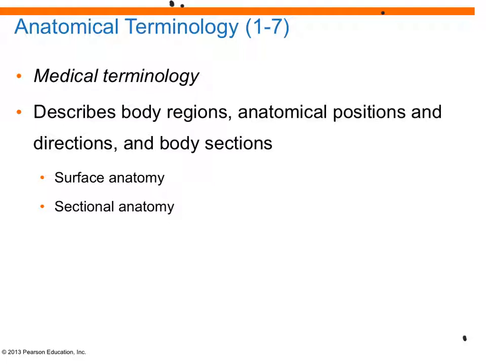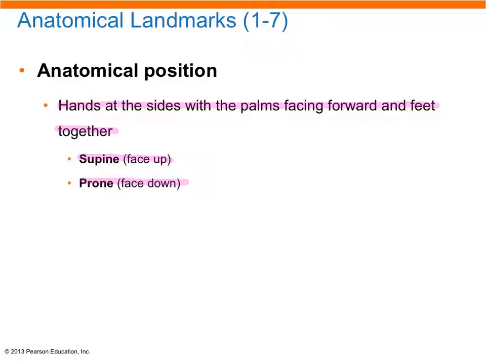There's two types that we're going to talk about: surface anatomy and sectional anatomy. Anatomical position is when hands are at the sides with the palms facing forward and feet together. This is called anatomical position. When we are face up, it's called supine. When we're face down, it's called prone.